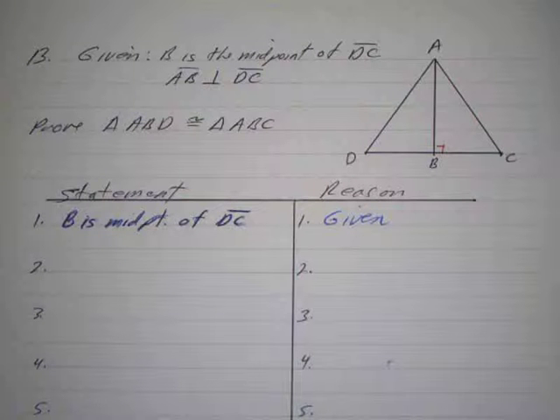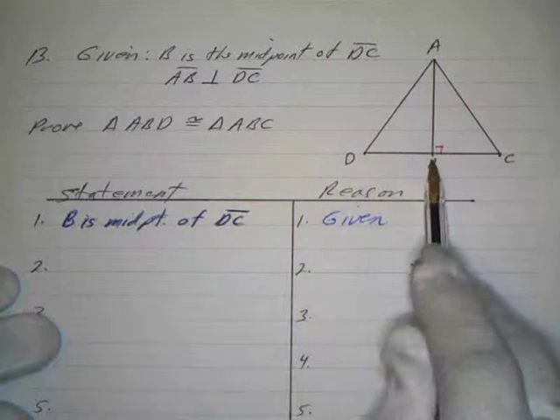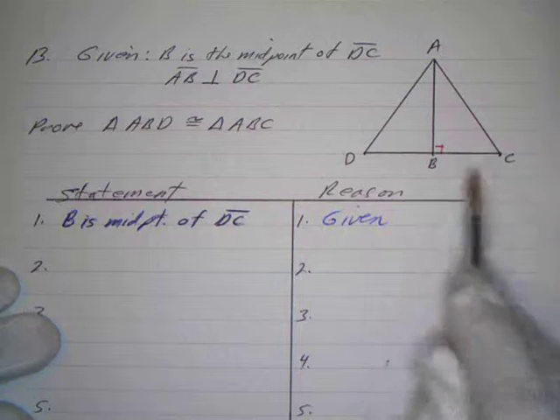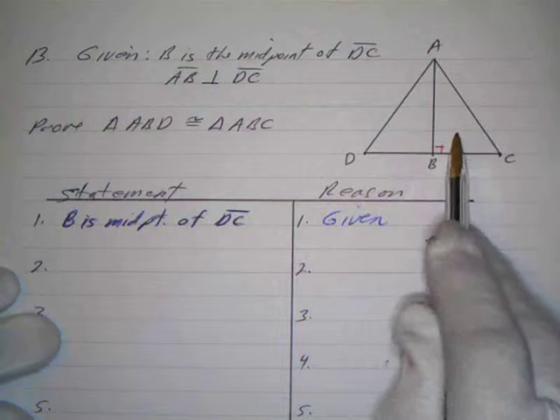Okay, now we get into our second level of difficulty in proofs because we're not going to give you all the parts directly, but we will give you enough information to find the parts that you need to prove these two triangles are congruent. Remember, what are you asked to do? You're asked to prove triangle ABD is congruent to triangle ABC. So the left triangle is congruent to the right triangle.